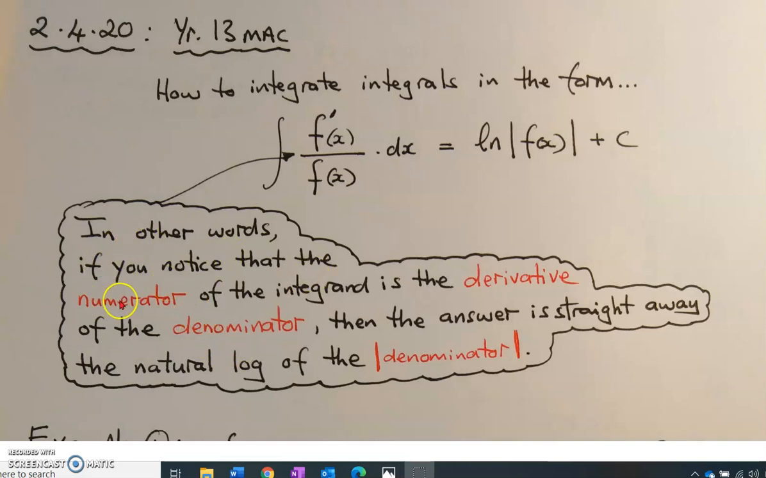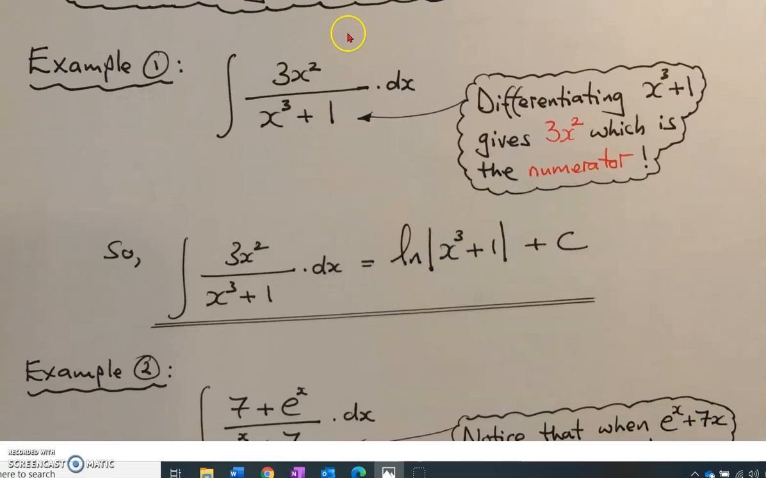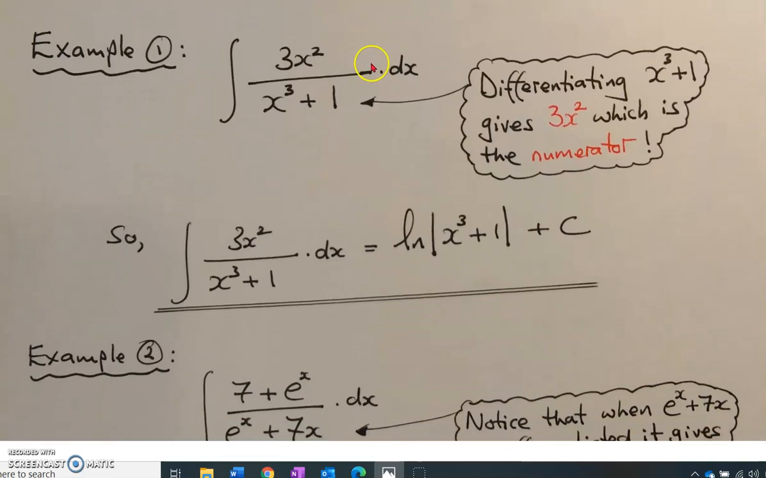I've really just put that in words here. In other words, if you notice that the numerator of the integrand is the derivative of the denominator, then the answer is straight away the natural log of the denominator. All right, an example. Here we have something that looks pretty horrible.